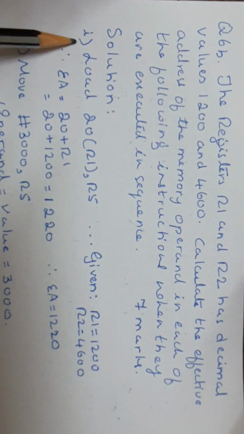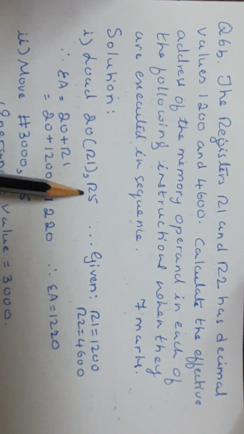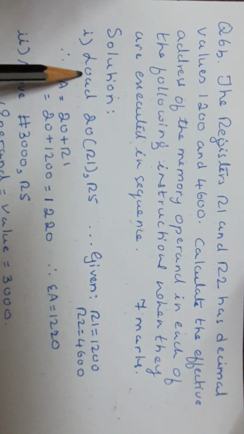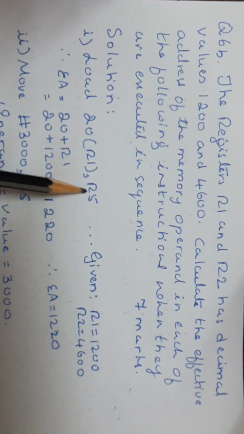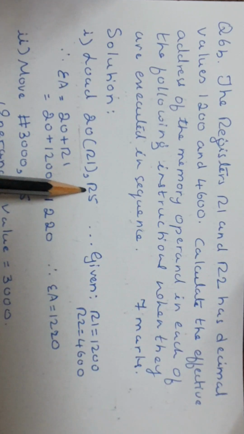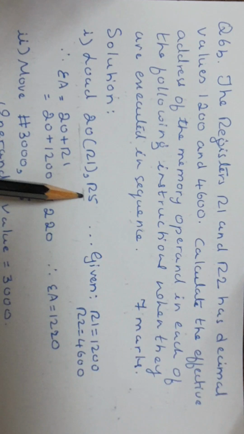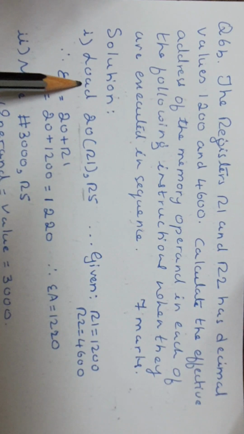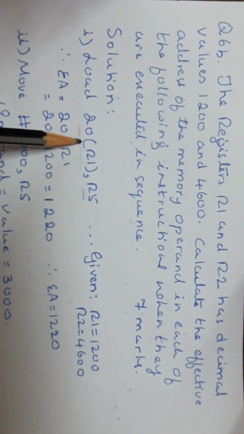So the first instruction is load 20 in bracket R1 comma R5. The load instruction copies the content of a memory location into a register. Here this is the source part, this is the destination part. So from memory it is brought and stored in R5. That is the function of the load instruction. So the address of the memory location we find is called the effective address of the operand.